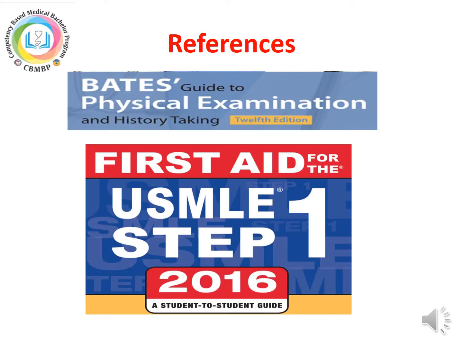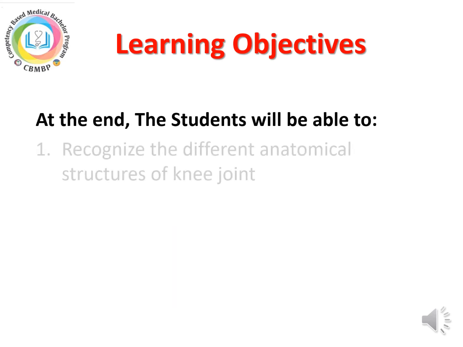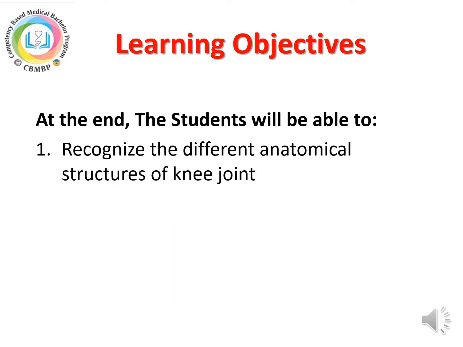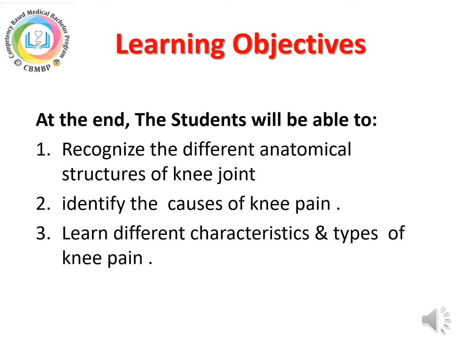Our references are Pétervári's Guide to Physical Examination and History Taking and First Aid for the USMLE Step 1, 2016, student-to-student. Our learning objectives are to recognize the different anatomical structures of the knee joint, identify the causes of knee pain, and learn the different characters and types of knee pain.